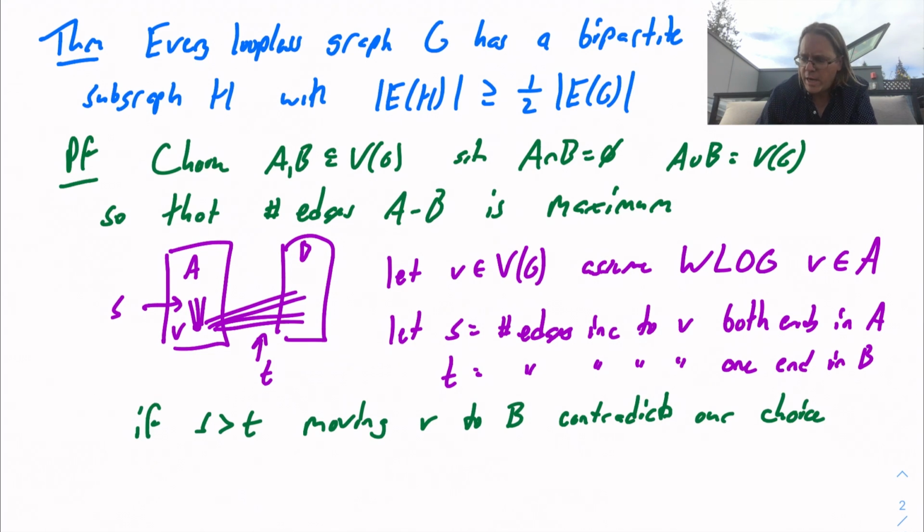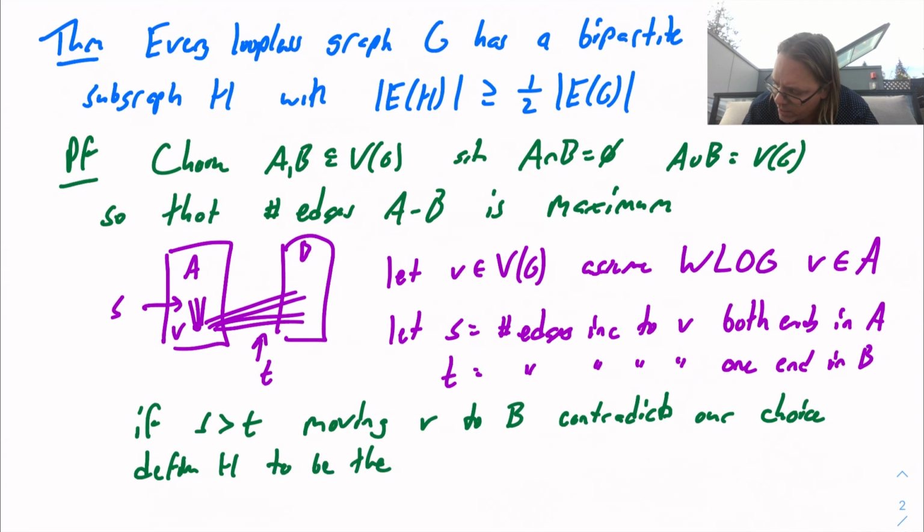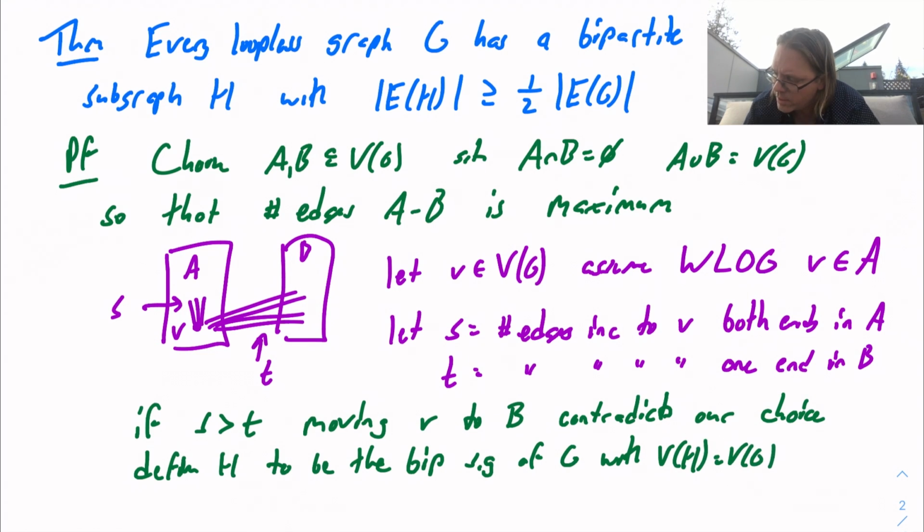Now, let me show you how we'll take advantage of that. Let's define H to be the subgraph of G given by all the vertices and all of the edges between A and B. So this is the bipartite subgraph of G with all vertices and just the A, B edges.